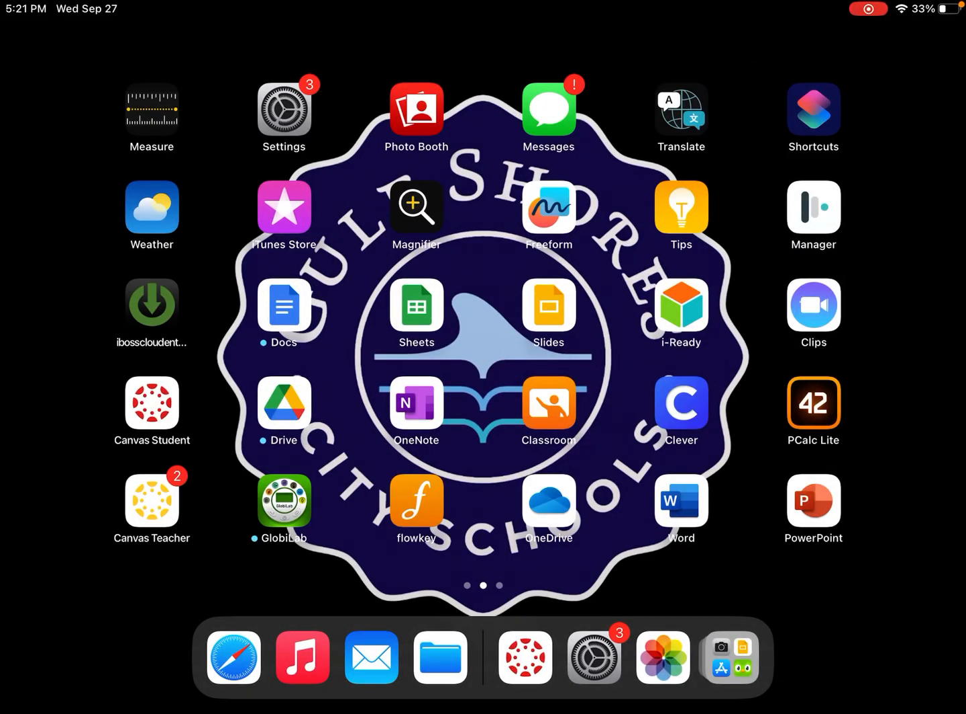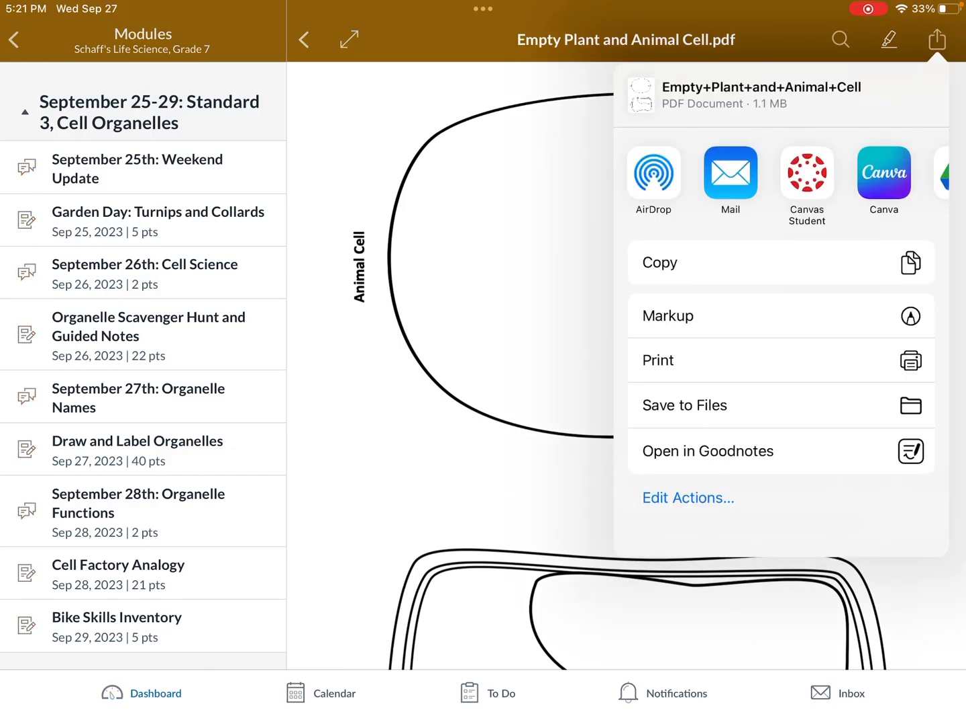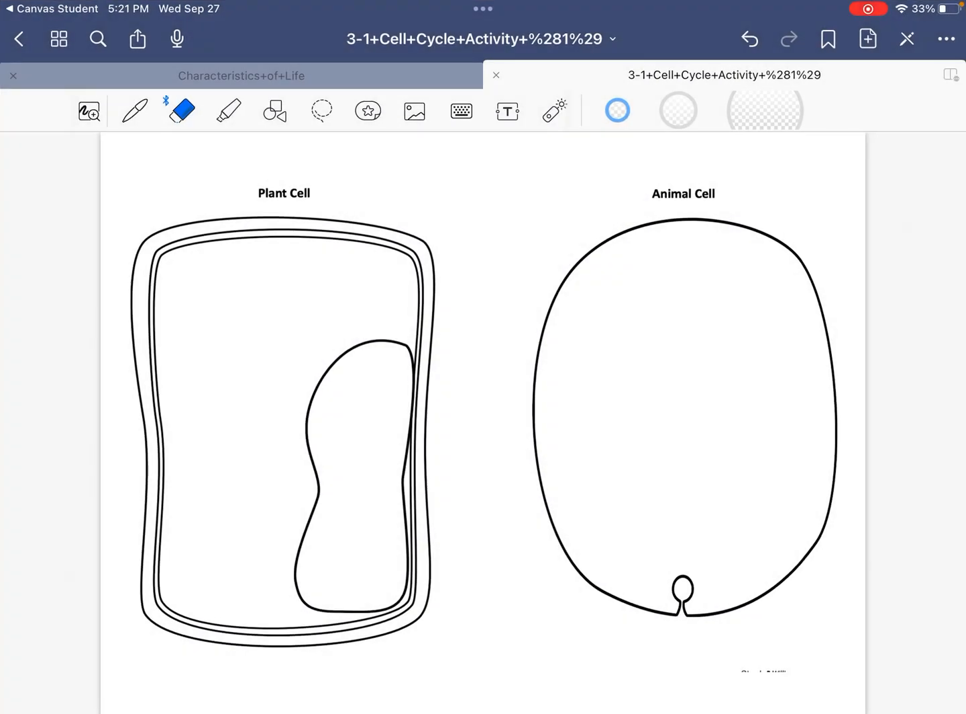All right, class. Today we are about to do our draw and label organelles activity. The first thing that I want you to do in the activity is open up your page in GoodNotes. When you open it in GoodNotes, it probably won't be rotated like this. It'll be sideways. This is just something I've already done.